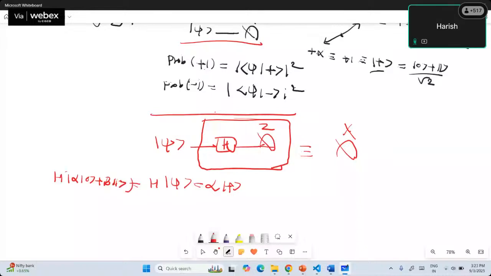So we are applying Hadamard gate on the psi state. Hadamard on 0 is plus state and Hadamard on 1 is minus state. So now your psi has become psi dash, and on psi dash you are applying the Z measurement. So you get this psi dash and then you will be applying measurement on this.